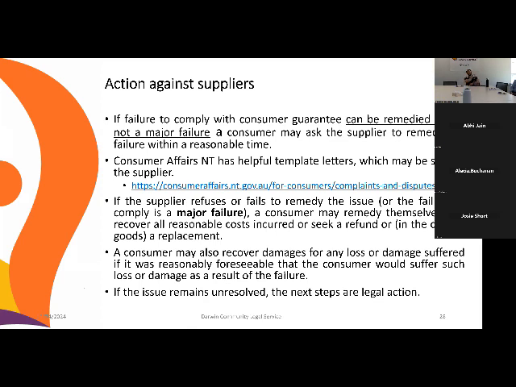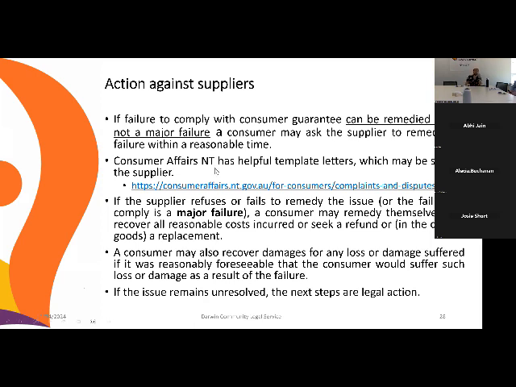Now, the only difference is that if it's not a major failure, you have to go to the supplier first and ask them to remedy. So that's the difference: David would have just an initial step of asking to fix it. And then when they say no, or if they say no, it just goes to the standard process that you would have with a major failure anyway.